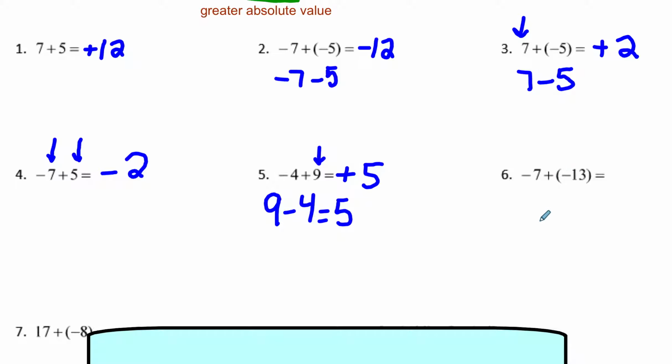Okay, here what do we have? We have the same sign. What is that sign? That sign is negative, so we know our answer is going to be negative. And when I add these two numbers together, 7 and 13, I get 20. So our answer here is negative 20.